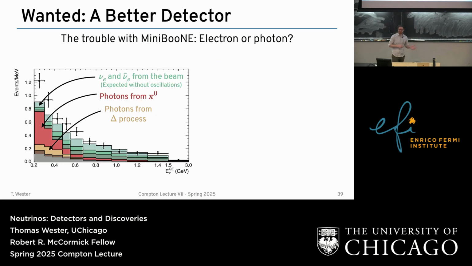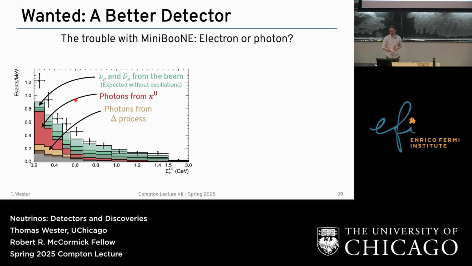But I want to turn back to the MiniBooNE experiment. So we actually want a better detector to answer this MiniBooNE question because it has one fatal flaw, which is electrons versus photons. To understand why, we have to look at the distribution that I showed before and break it down component by component. So this is the picture I showed before with the MiniBooNE data showing an excess over the background, and the backgrounds come in different colors.